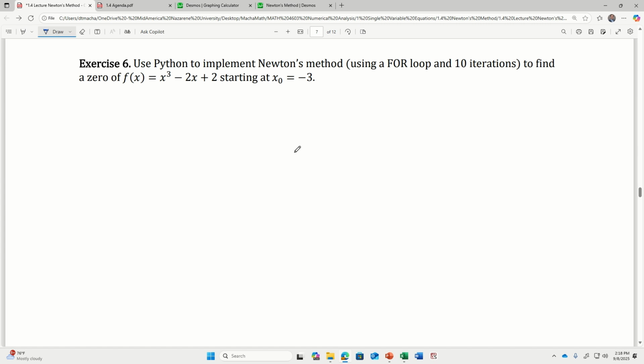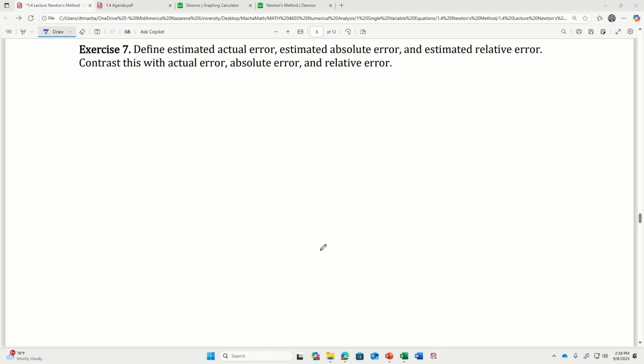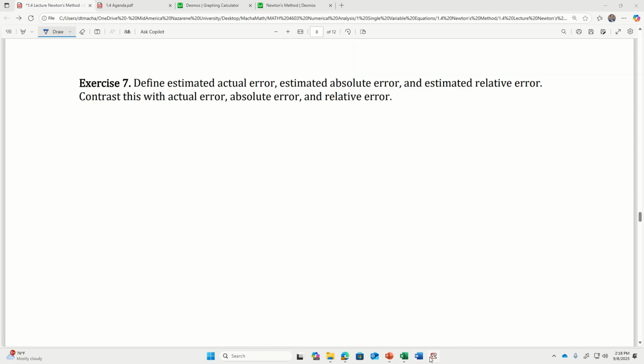The next thing we're going to do is we're going to open up Python, and we're going to implement Newton's method in Python with the same kind of problem. Let's see how this goes. And while I'm waiting on that to load, I don't know how long it's going to take, but we're going to define estimated errors.